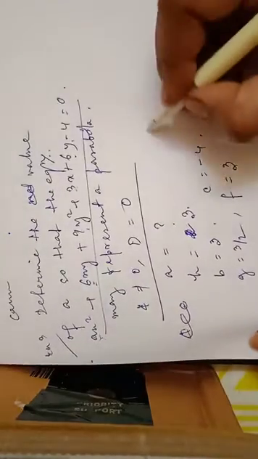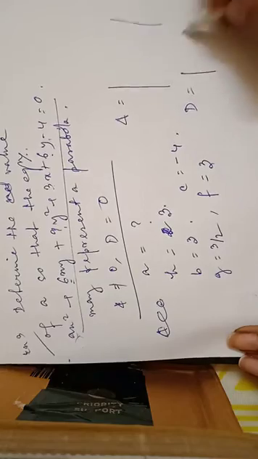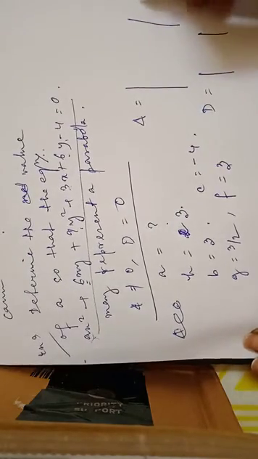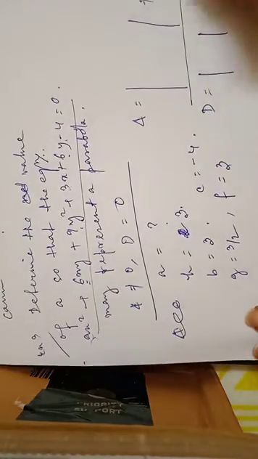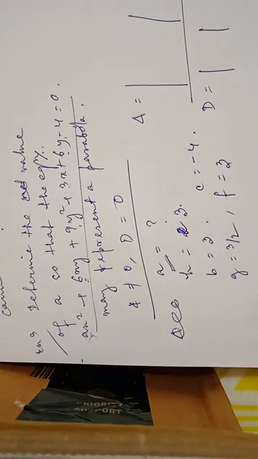Now calculate the value of delta and the value of d. Check, delta must be not equal to 0. By applying this condition you will get the value of a. Okay, so this is how we apply the procedure to get the nature of the conic and to get the canonical form of the conic.